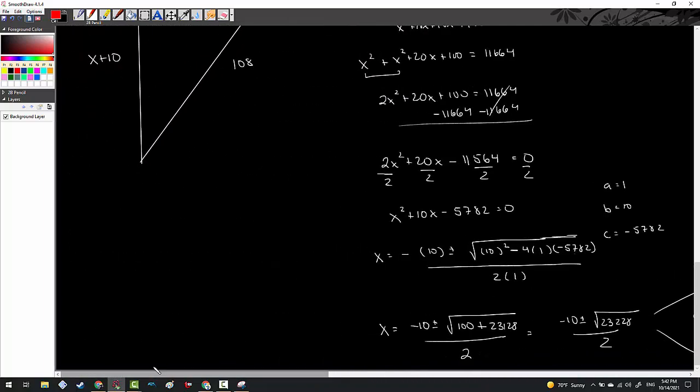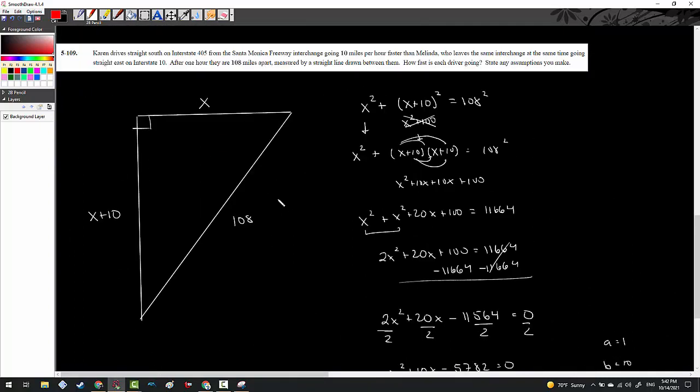71.20 is the answer that we're looking for, which means Melinda is driving 71.20 miles per hour, and Karen is speeding away at 81.20 miles per hour. So hopefully that problem makes sense. I'll be back with the next one.